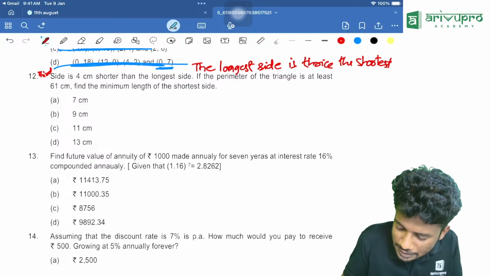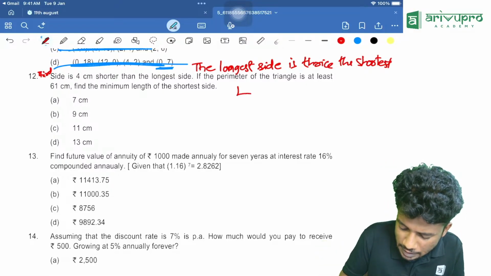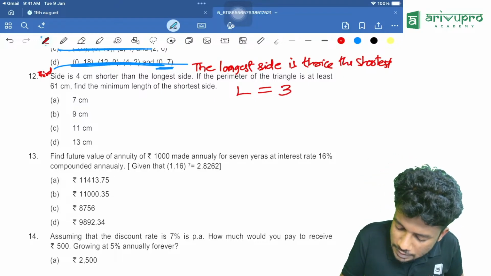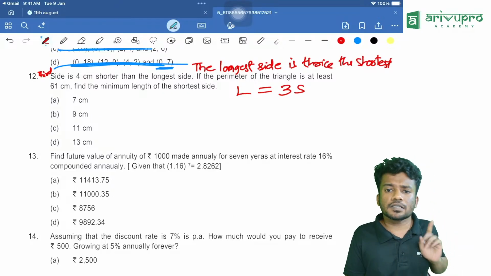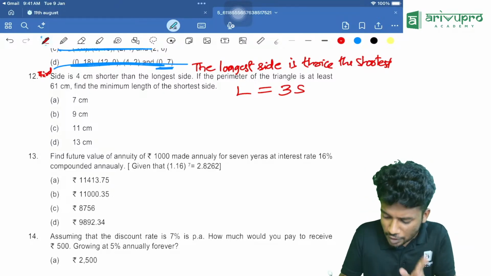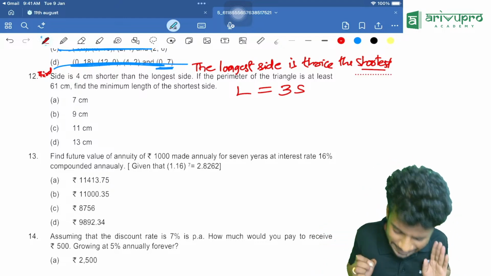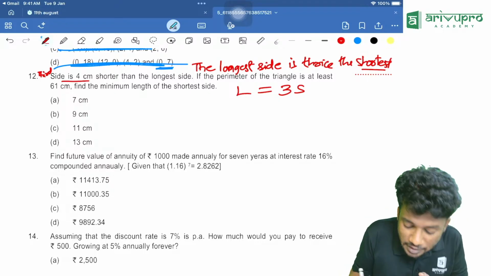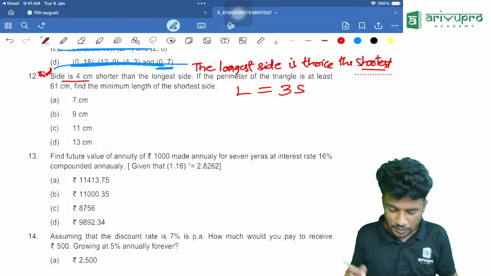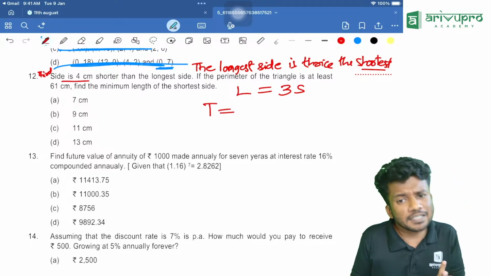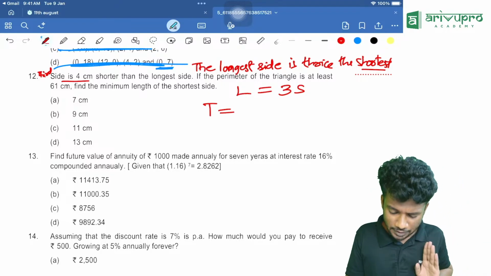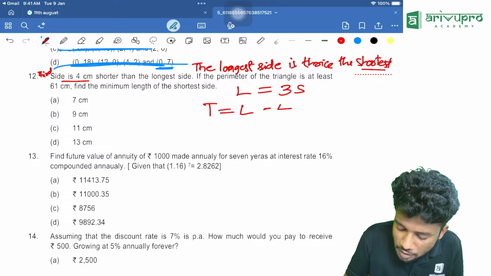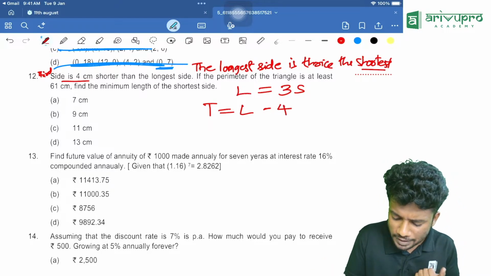Now the longest side is thrice the shortest. That means, can I write L is equal to, I am calling the longest side as L. L is equal to thrice the shortest. That means, can I write it as 3s, 3 into the shortest side. Let the length of the shortest side be S. Then one more thing, the third side is 4 centimeters shorter than the longest side. So can I call the length of the third side T? Third side is equal to 4 centimeters shorter than the longest side. That means L minus 4. We have everything now.